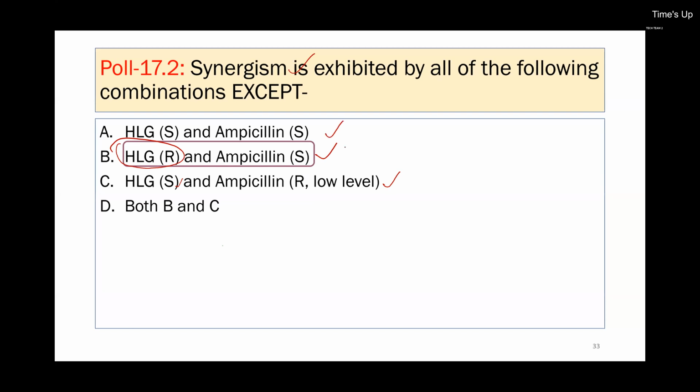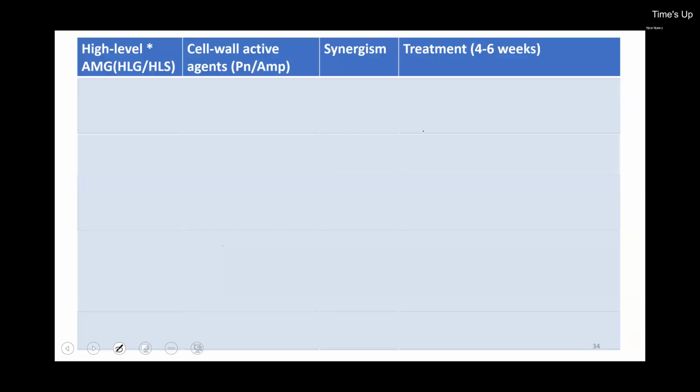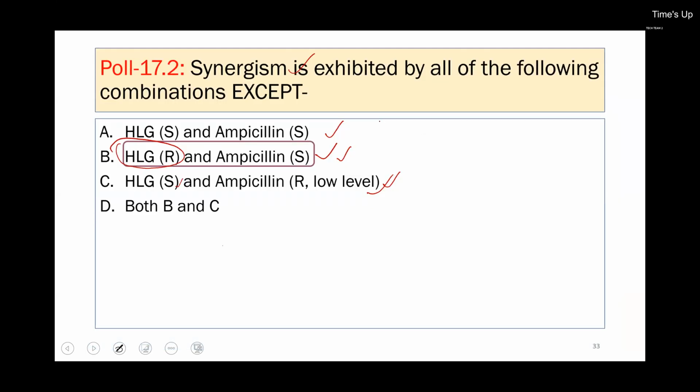I'll discuss the other options one by one. Let's first move to the first question we discussed. Oh no, this is the HLG discussion. So how do we predict aminoglycoside susceptibility? As far as Enterococcus is concerned, Enterococcus are intrinsically resistant to aminoglycosides. But this intrinsic or constitutive resistance is usually of low level resistance.